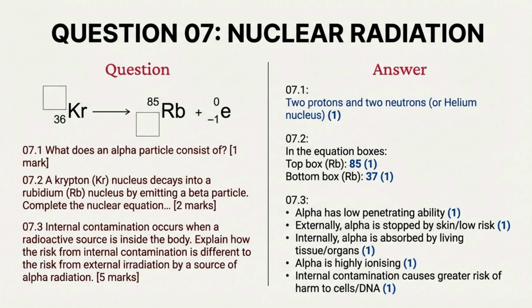Moving on to question 07, nuclear radiation. 07.1. What does an alpha particle consist of? It consists of 2 protons and 2 neutrons. The mark scheme also accepts just saying it's a helium nucleus.